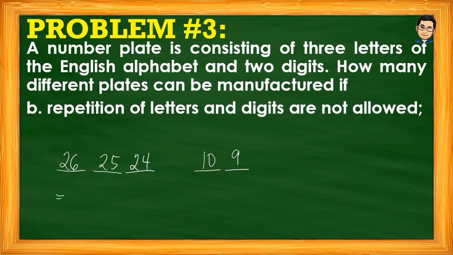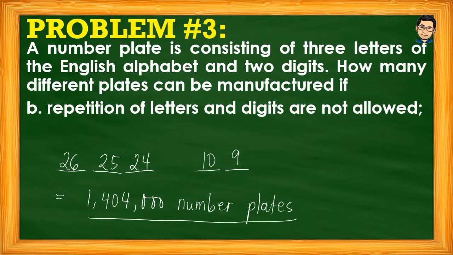So, i-multiply ngayon natin yung mga numbers na nilista natin. So, 26 times 25 times 24 times 10 times 9 is equal to 1,404,000. So, yan po ang bilang ng mga number plates, kung bawal pong umulit yung letters and digits.